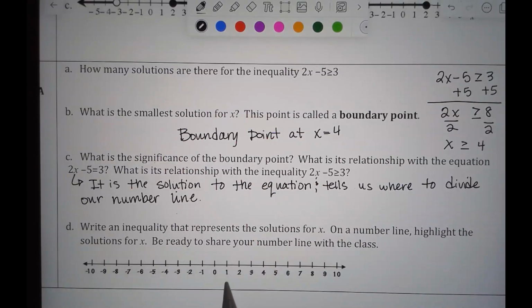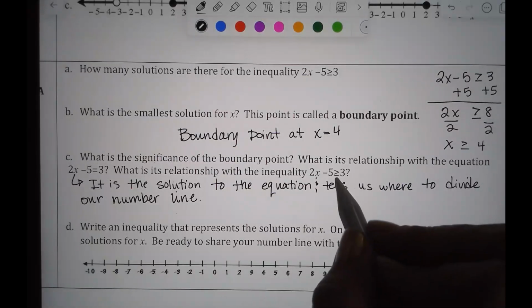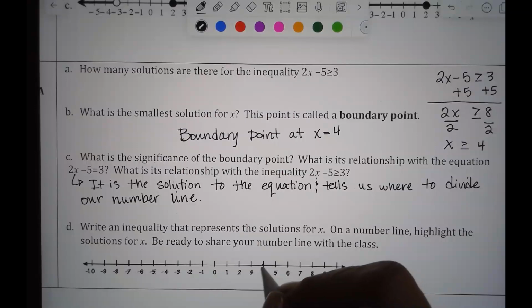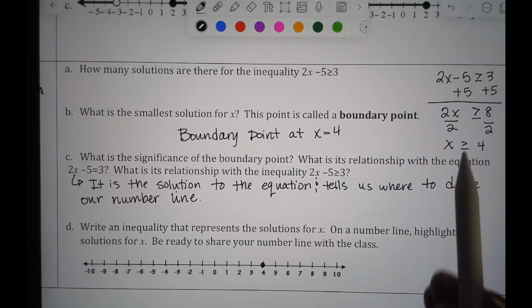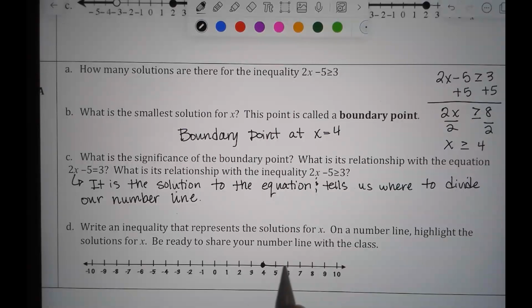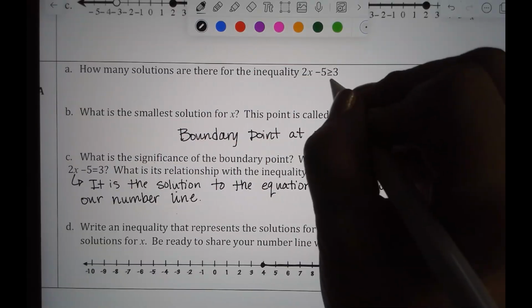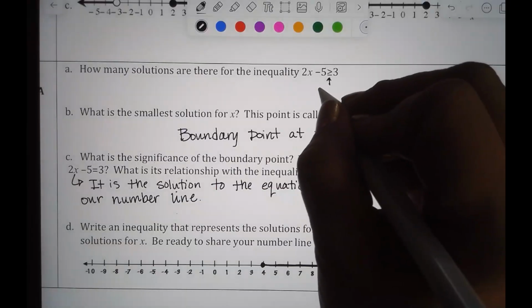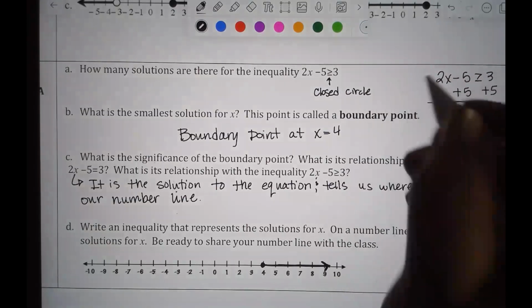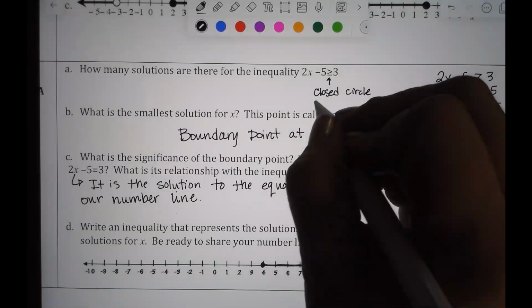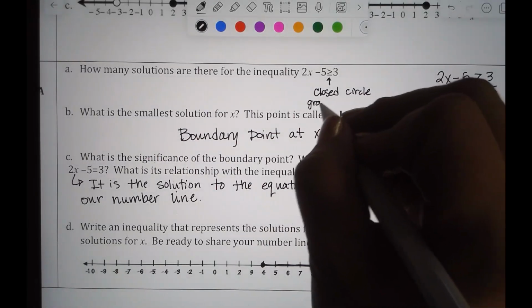So in this case, we're going to be dividing it at 4, and it has an or equals to, so that means we're going to put a closed circle or filled in circle. The arrow is pointing to the right, so our solution will go to the right. Okay, so again, I'm just going to put right here, we used a closed circle or a filled in circle. And our solution shows that we want to graph to the right.